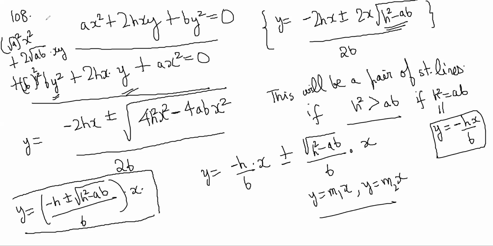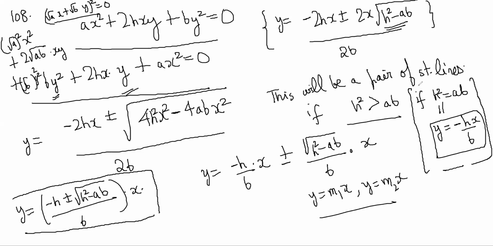So you can clearly see that this will become root a x plus root b y whole square is equal to 0, no? So the equation becomes y is equal to minus root a by root b into x, right? And h was equal to root ab, so root a by root b, right? See, are you getting it?